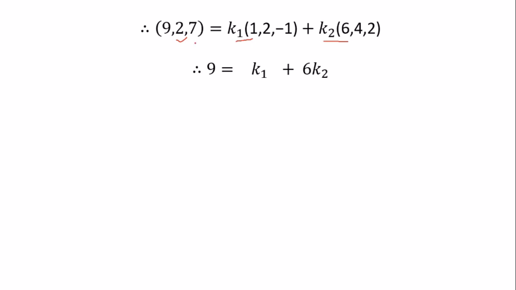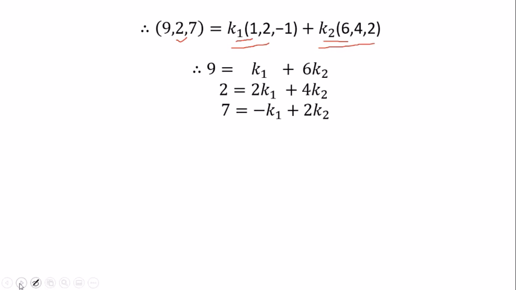Similarly, the second element gives the second equation, and similarly the third. So the second equation is 2 equal to 2k1 plus 4k2, and the third equation is 7 is equal to minus k1 plus 2k2. Now how to solve this for k1 and k2? Our aim is to solve these three equations in two unknowns with the help of a matrix. So let us write down the matrix form of the given equations.